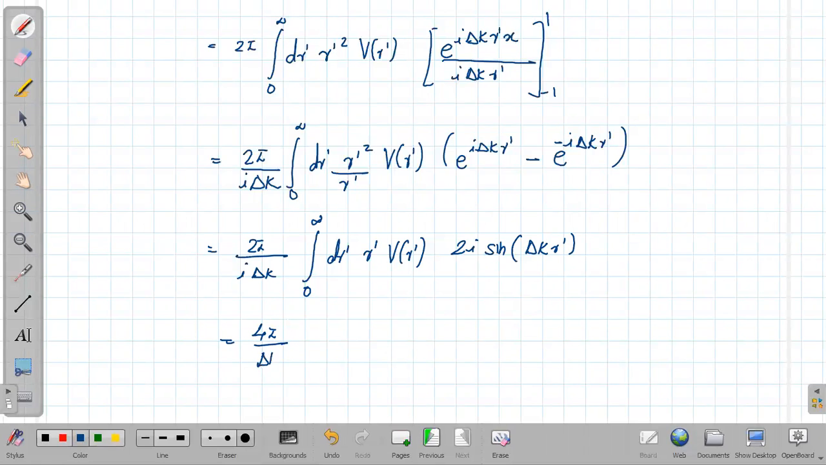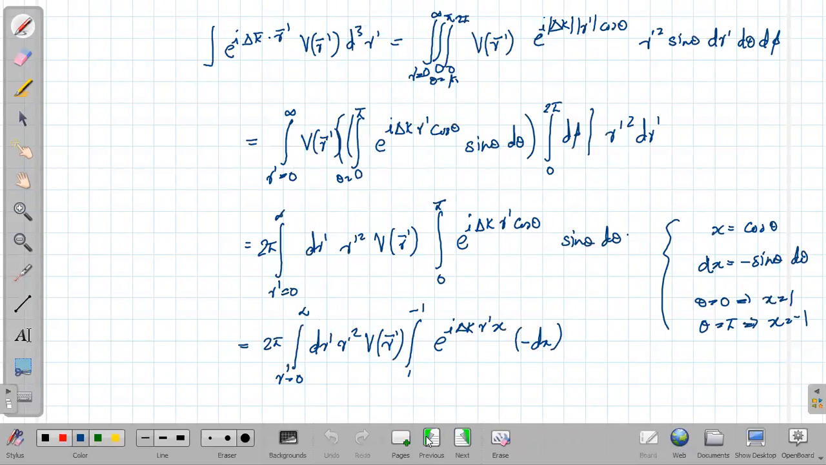upon delta k integral 0 to infinity r prime v of r prime sine of delta k r prime dr prime. So this is that integration. Okay, so we have just calculated this integration over there.